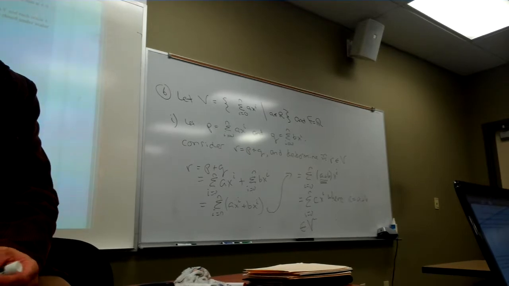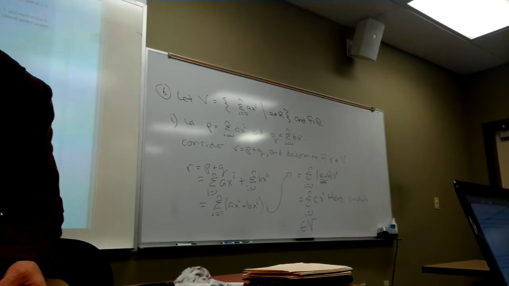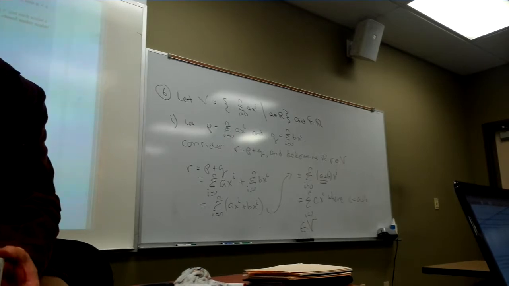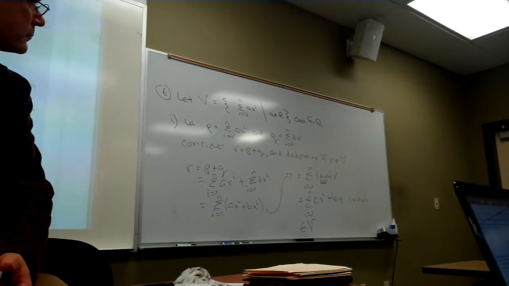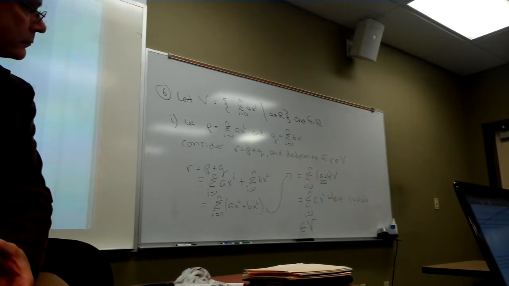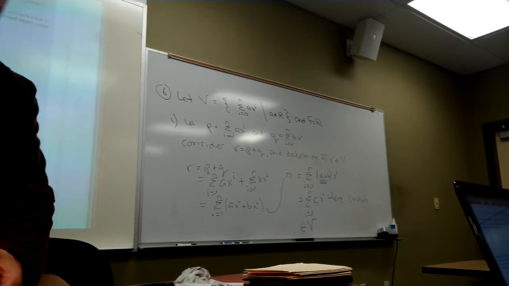Oh, I had a question. Sure. So showing that a x to the i plus b x to the i is equal to c x to the i, where c is the same thing as a plus b, how does that prove that it's an element of V?